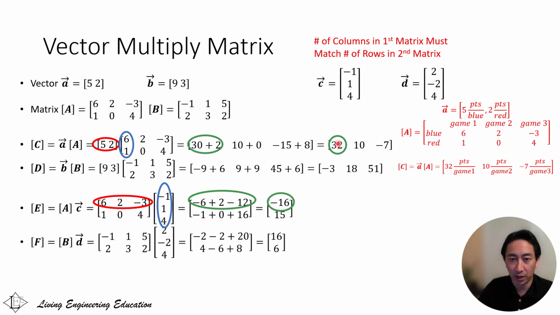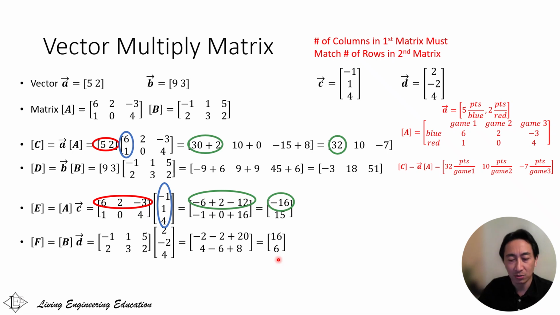And then we can do it again for the B matrix and the D vector because they're the correct size. So give it a try. Pause the video, look at the result of these matrix vector multiplications, and make sure it makes sense.